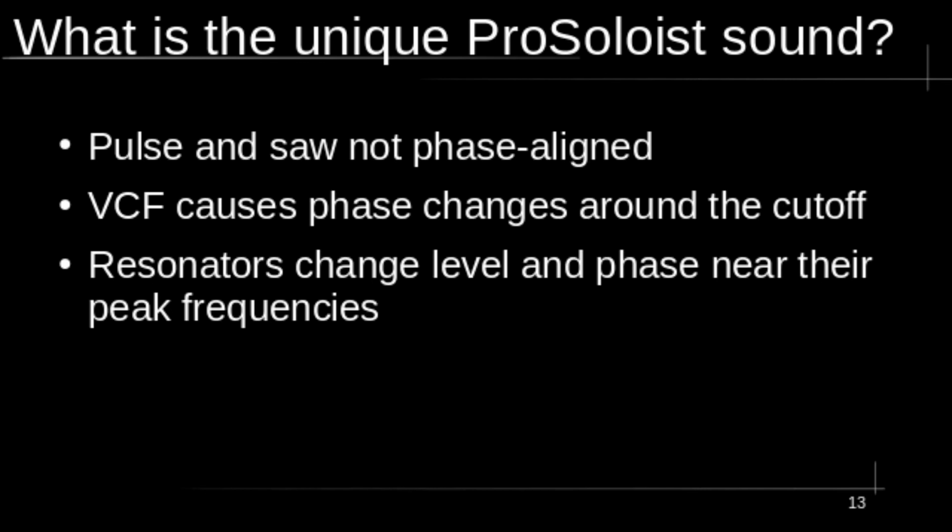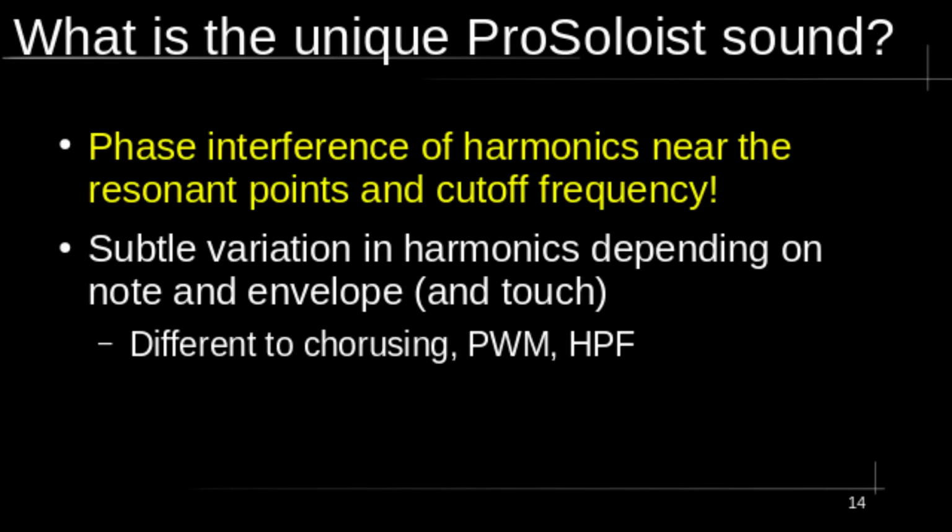Resonators can cause different harmonics to be emphasized when different notes are played, and the phase around these differ too, complicating the dynamic effect further. So what you have is phase interference of harmonics near the resonant points and cutoff frequency. You get subtle variations of harmonics depending on the note and the envelope and the touch. There's a different effect to chorusing, pulse width modulation, or low-pass filtering. That is what I think the unique Pro Soloist sound is.